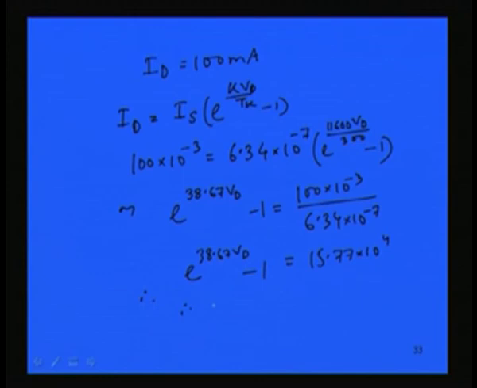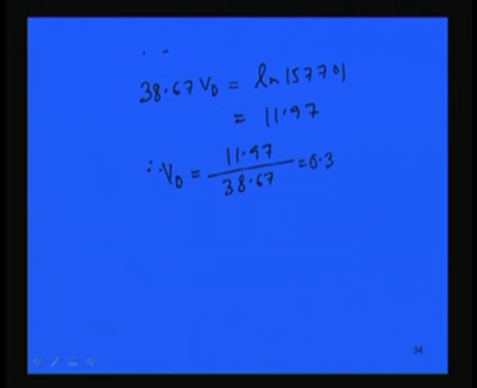So, e to the power 38.67 VD equals 157701, and from here, taking the natural logarithm, 38.67 VD equals ln of 157701, which is 11.97. So VD, the bias voltage which has to be applied to get 100 milliampere current, becomes 11.97 divided by 38.67, which comes out to be 0.3095 volt. So, this much voltage is required.